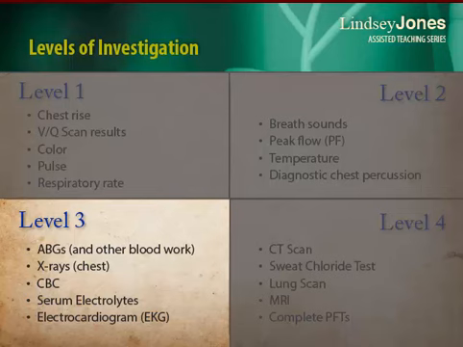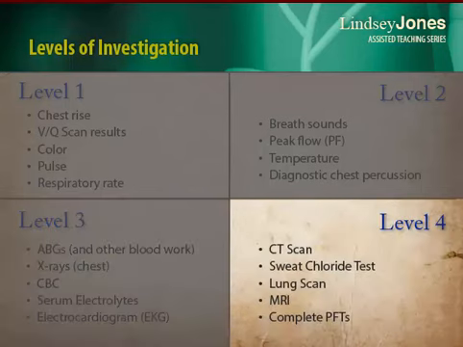Now, if we slide on over to Level 4, what we see here is either very expensive or time-consuming, such as a CT scan, or perhaps not necessarily expensive, but very specific. Take a look at a sweat chloride test. It's relatively inexpensive and a fairly quick laboratory value to obtain, but it's only done on one type of patient who we suspect may have cystic fibrosis.